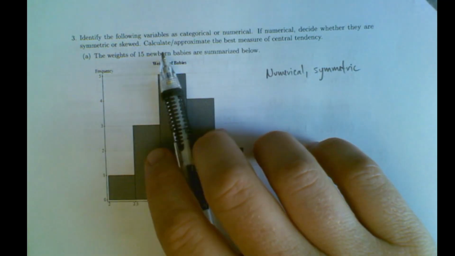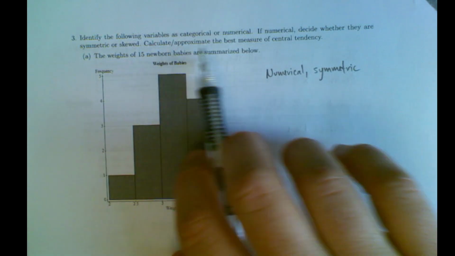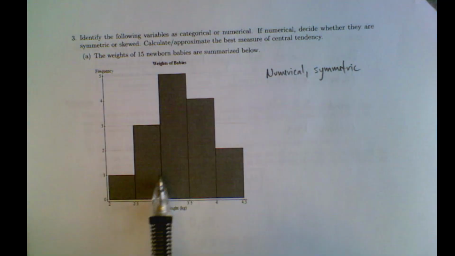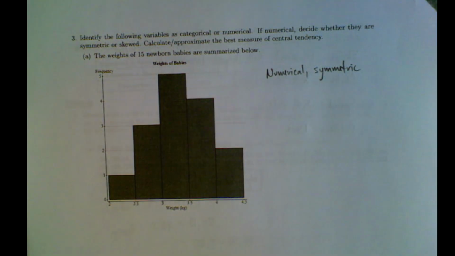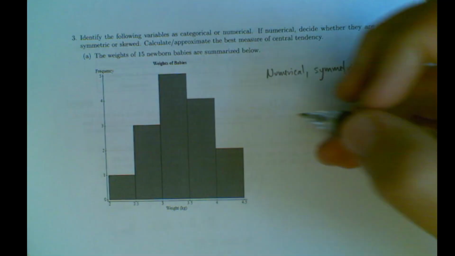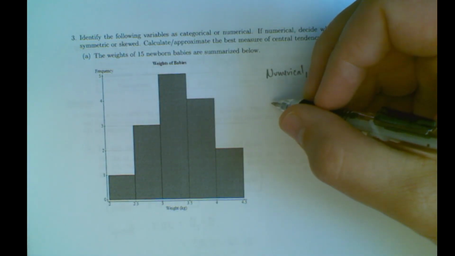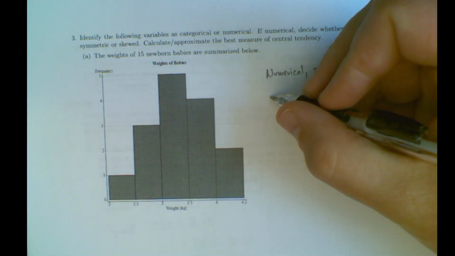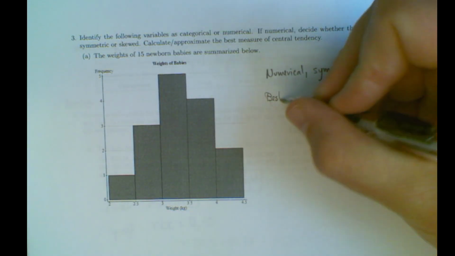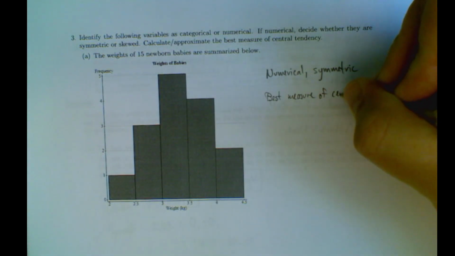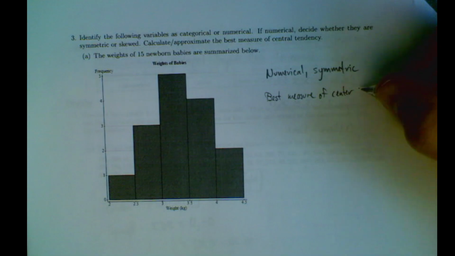This time it asks us to calculate or approximate the best measure of central tendency. They're not asking for a measure of spread. The best measure of spread here, since it's symmetric, would be the standard deviation, but we weren't asked for that information. We just want to give the best measure of central tendency, which in this case would be the mean. Since it's a symmetric data set, we would use the mean. So the best measure of center would be the mean.